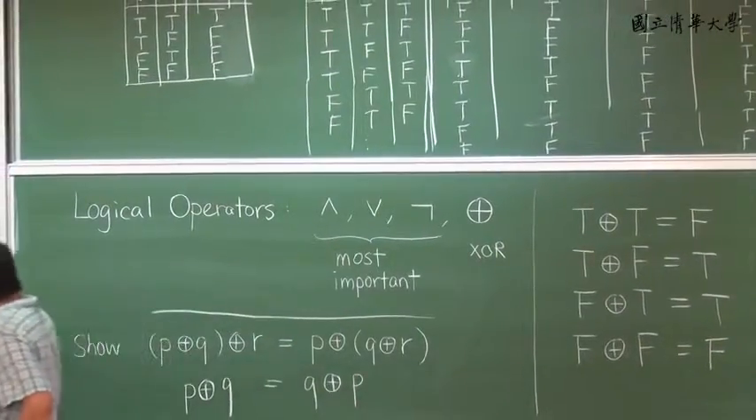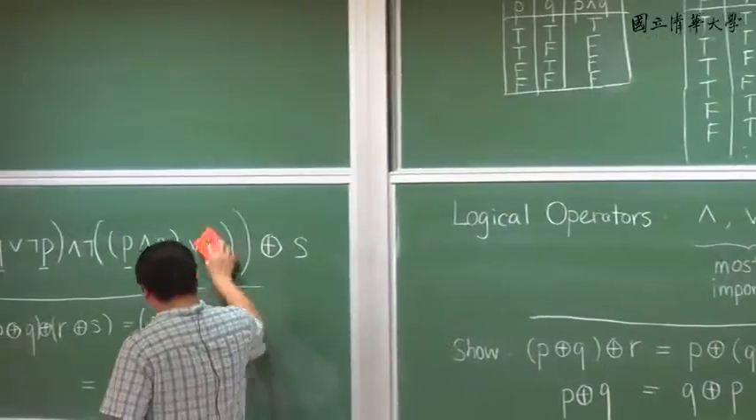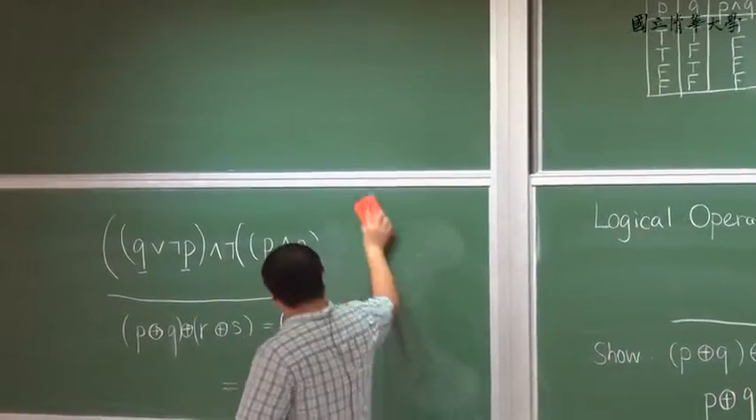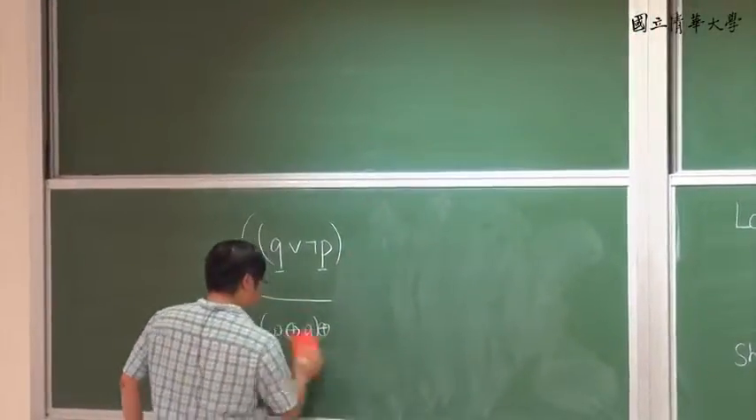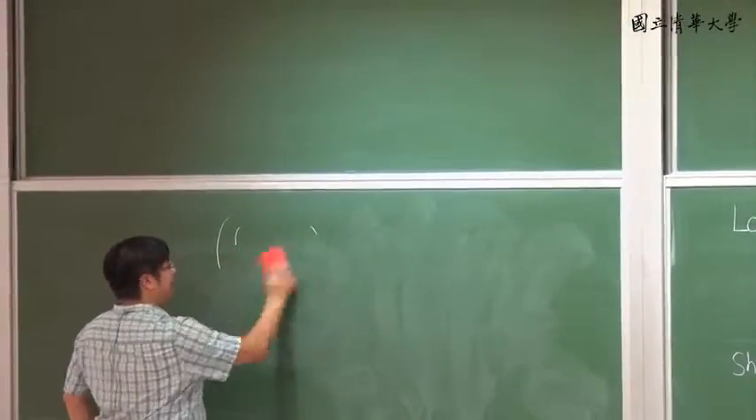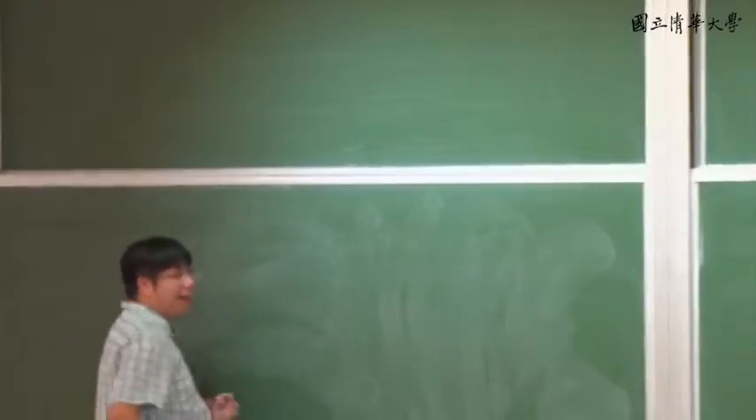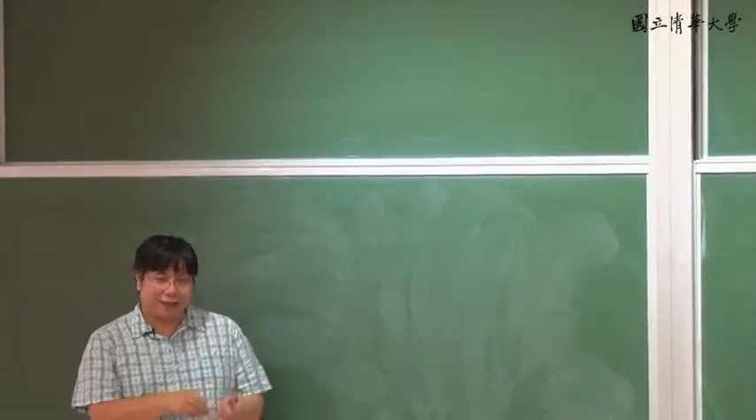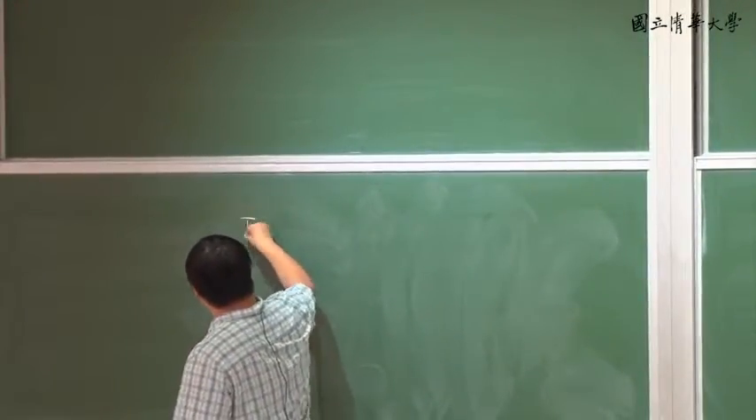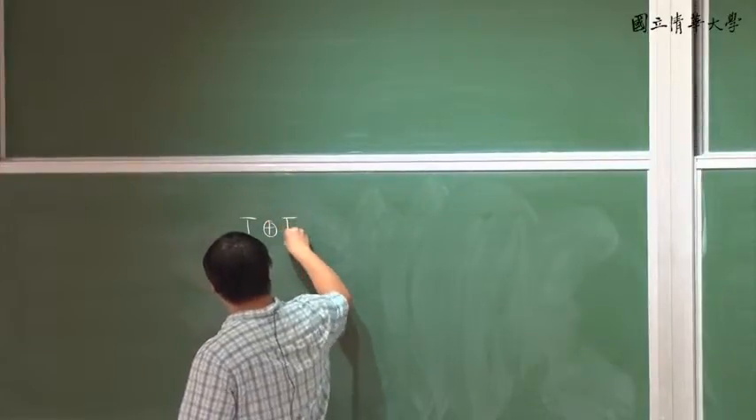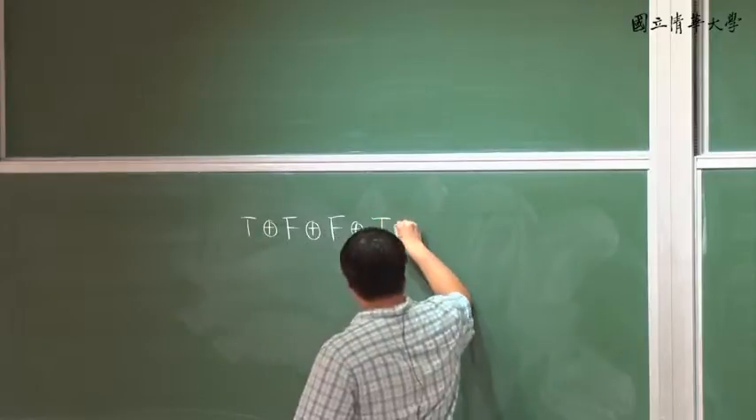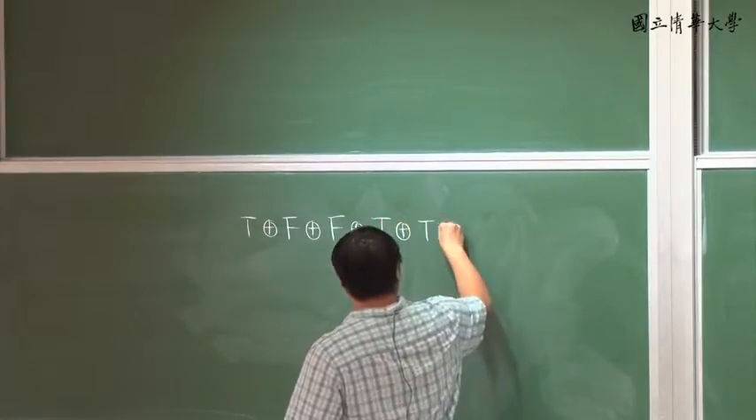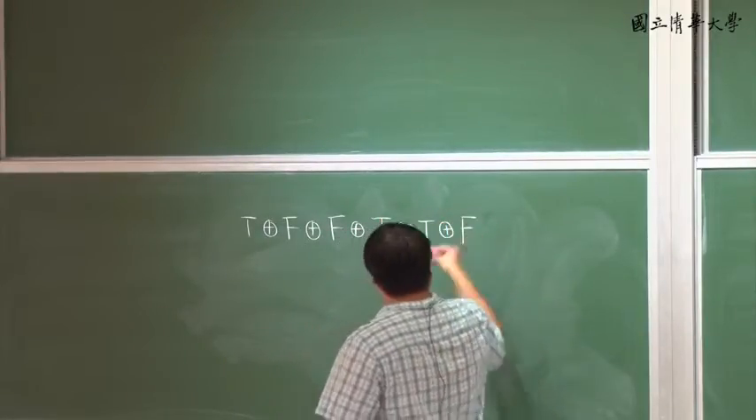Now, if you have this understanding, then there is an easy or quick way to evaluate a sequence of things all together. So for instance, I have true or false or false or true or false. What should it be?